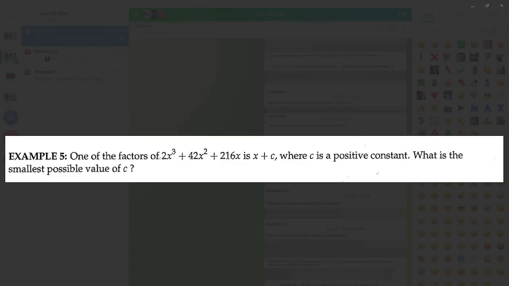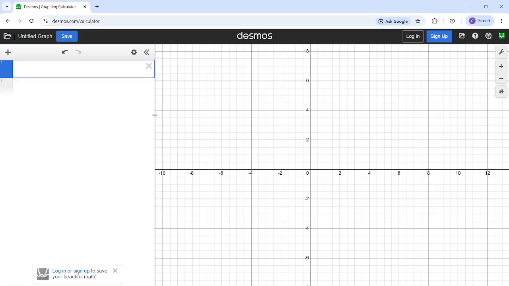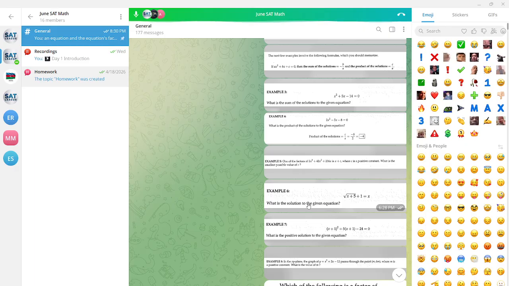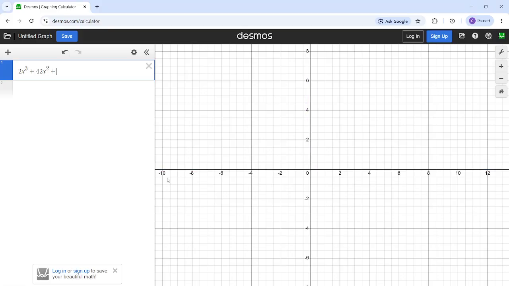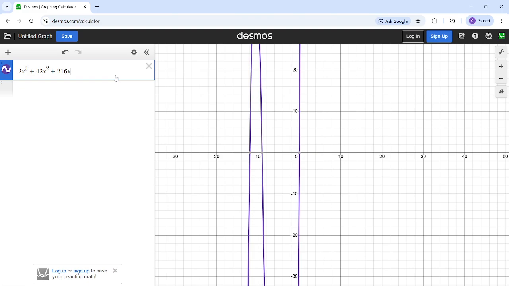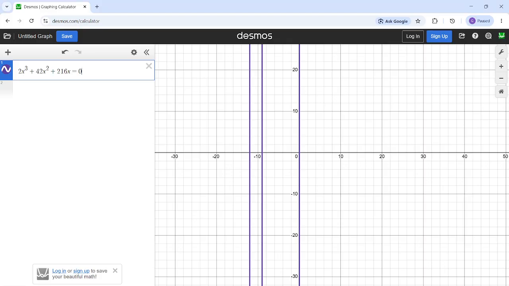Right. So we have one factor and we have the equation. Let's write it down. So if you write down 2x cubed, and then plus 2016x, 216x, we can see equals 0, right? Is that how it is written? No, it's not written that way, but it doesn't change that much.